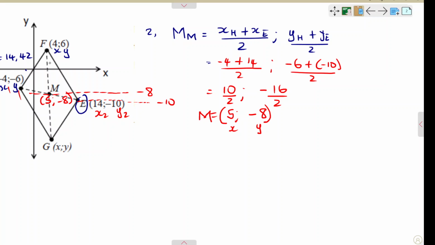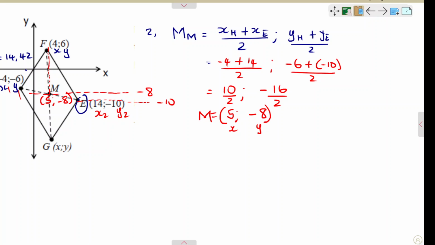And if you look at the x coordinate, this point is the point F, whose x coordinate is 4, and the point M has x coordinate 5. So it's a little bit next to the x coordinate of F. So the midpoint we have calculated to be 5 and -8. So that was number 2. Remember, this is the midpoint formula: x1 plus x2 divided by 2, and y1 plus y2 divided by 2. So you can copy this down and check it again if you are following.